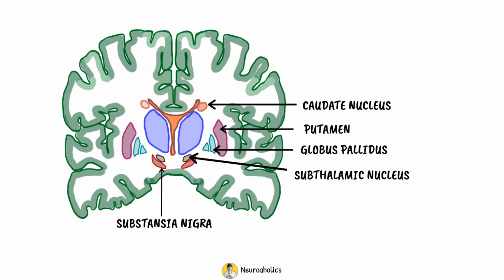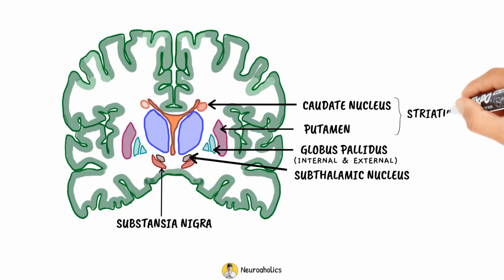The globus pallidus has an internal segment and an external segment. The caudate and putamen are histologically and embryologically closely related and can be thought of as a single large nucleus called the neostriatum or simply striatum. The striatum receives virtually all inputs to the basal ganglia.